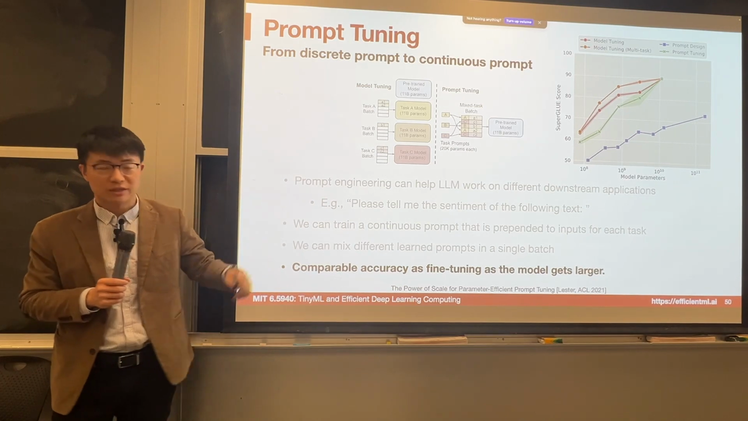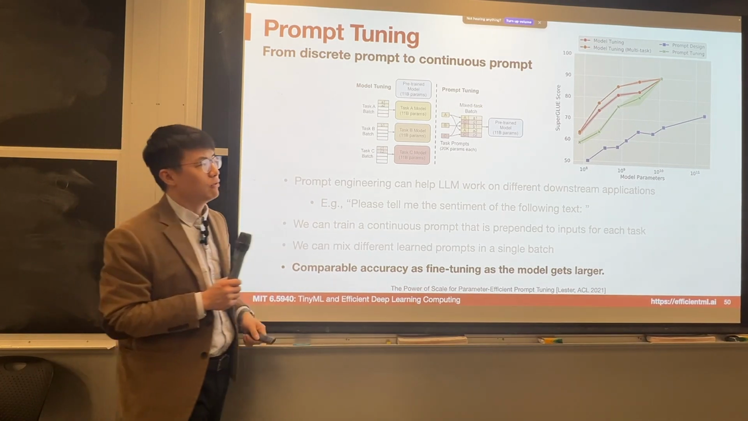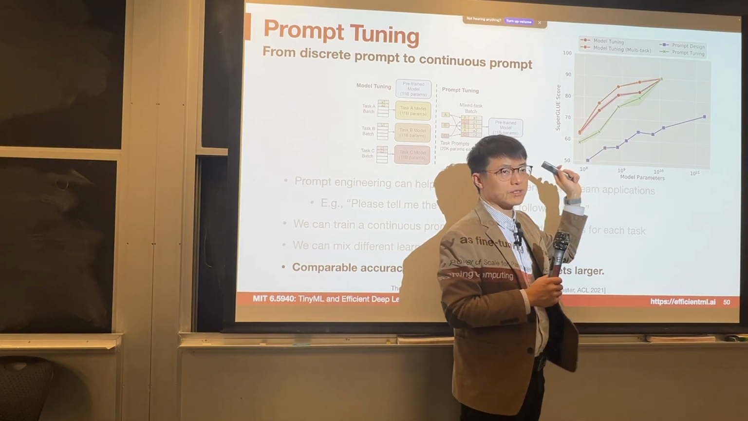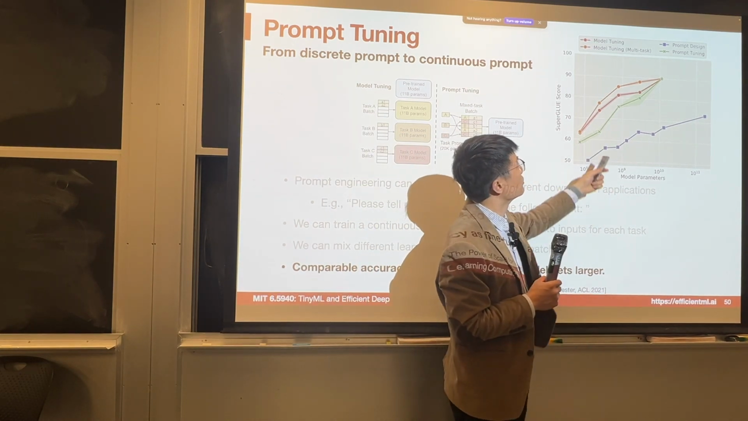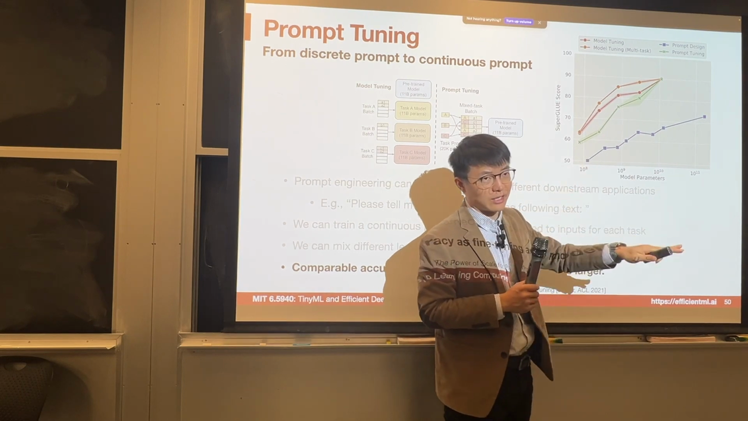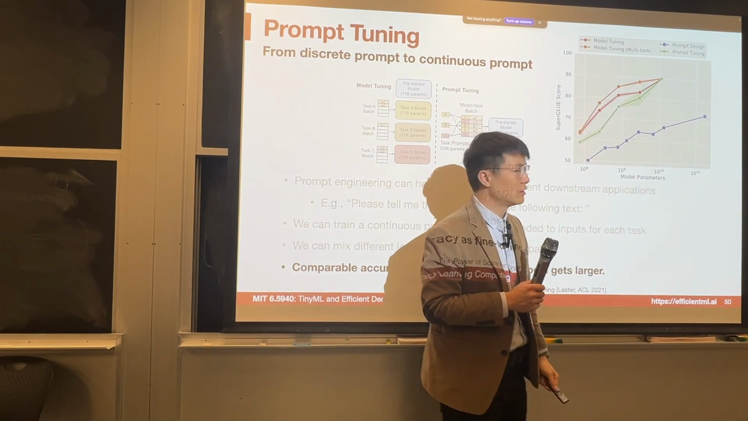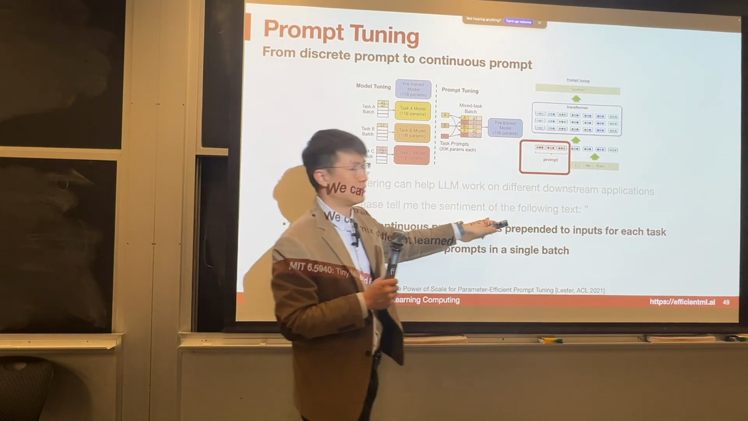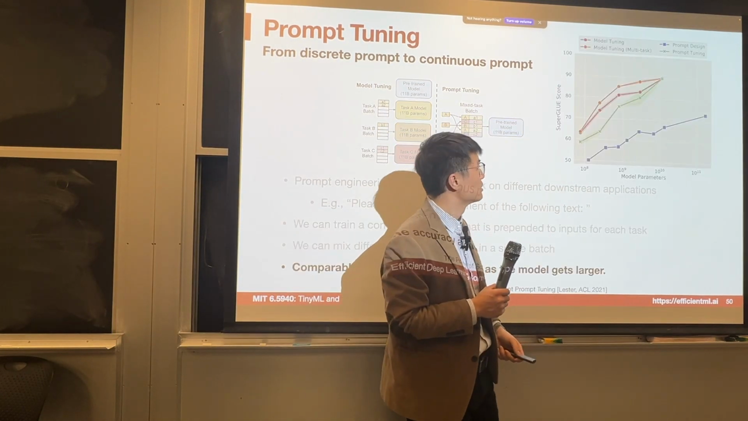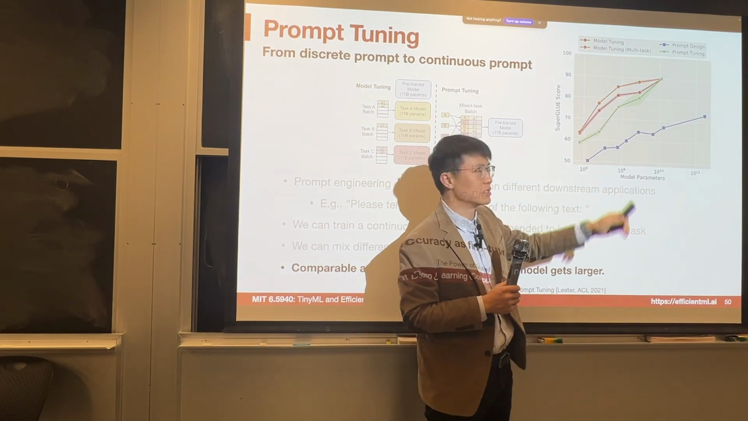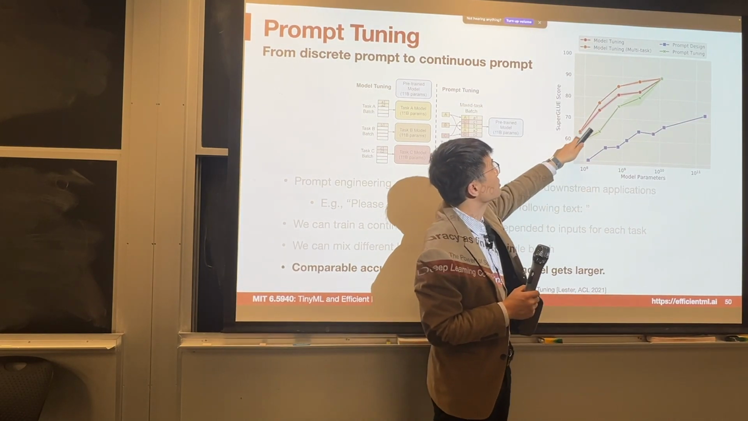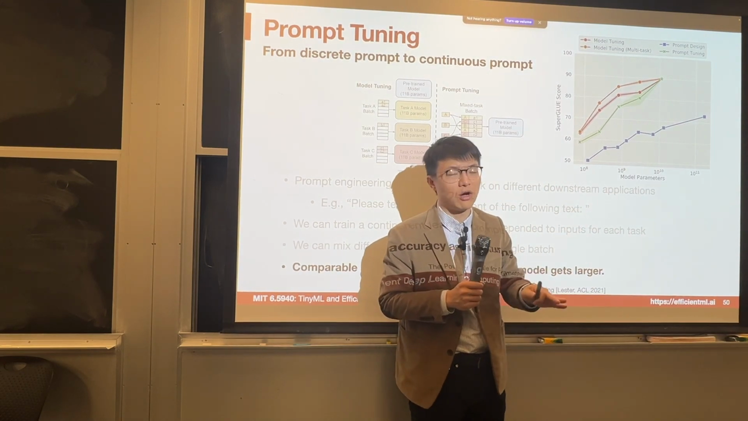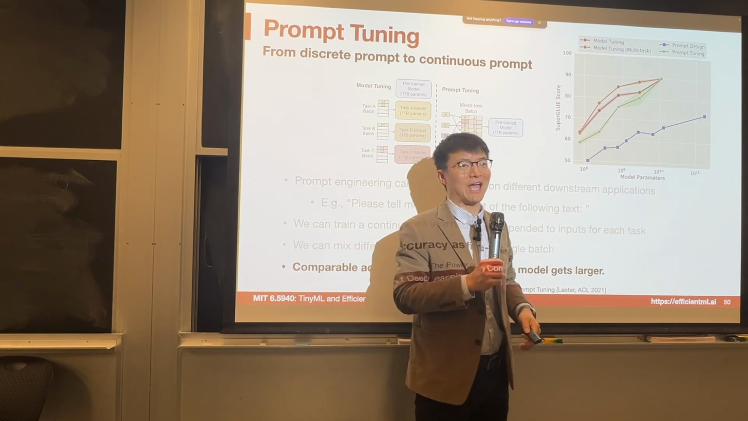So I can see on the right-hand side, it's going to show performance. As the model parameter grow, all different methods, the accuracy grows. So here is the prompt design, like manually design the prompt. For example, this is a manually designed prompt. Please tell me the sentiment of the following text. This is the manual design, which is the worst. The best one is actually the model tuning, to fine-tune the model.